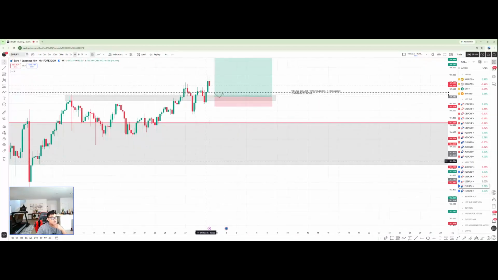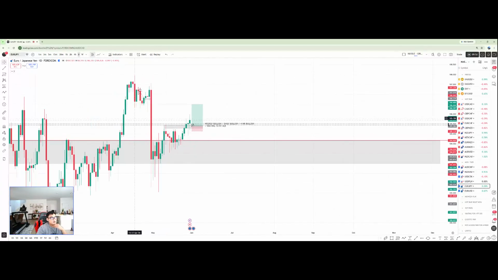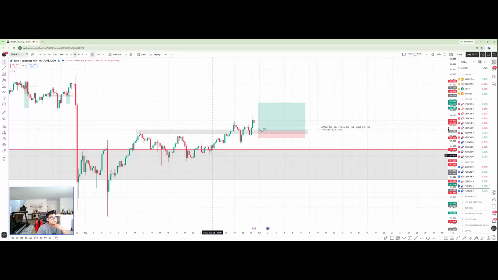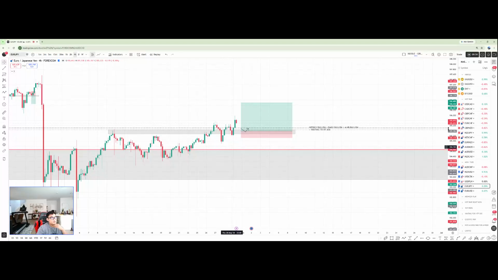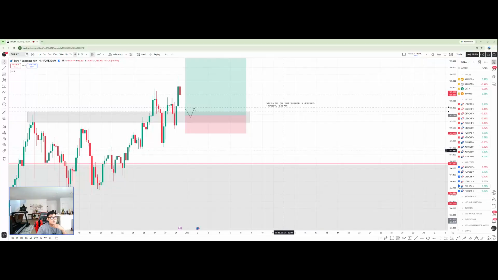Euro JPY. Weekly, I like this reaction on the previous structure point. We have a little bit of a bullish push. Daily is bullish, higher high, higher low, and 4 hour bullish. So all I need is a retest of this zone. I'm going to look for an entry signal like a shift of structure and bullish engulfing.